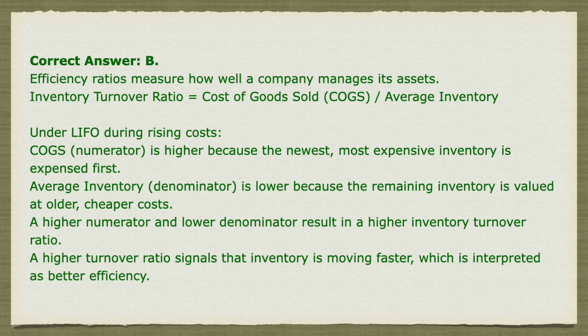Correct answer, B. Efficiency ratios measure how well a company manages its assets. Inventory turnover ratio equals cost of goods sold, COGS, divided by average inventory. Under LIFO during rising costs, COGS, the numerator, is higher because the newest, most expensive inventory is expensed first. Average inventory, the denominator, is lower because the remaining inventory is valued at older, cheaper costs. A higher numerator and lower denominator result in a higher inventory turnover ratio. A higher turnover ratio signals that inventory is moving faster, which is interpreted as better efficiency.